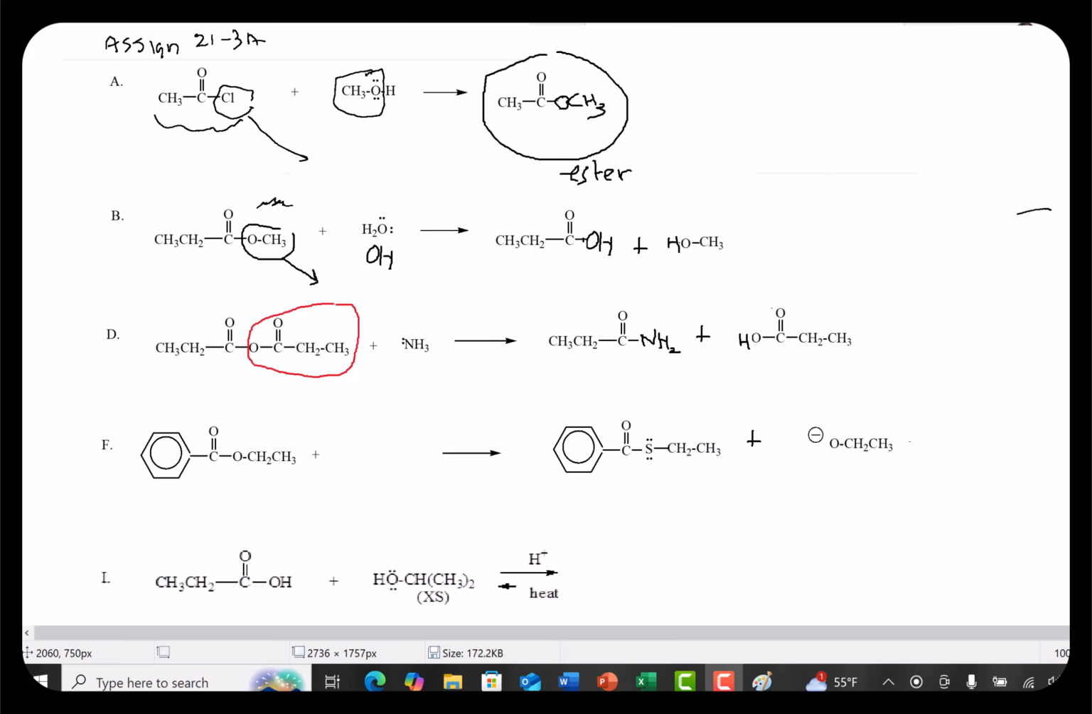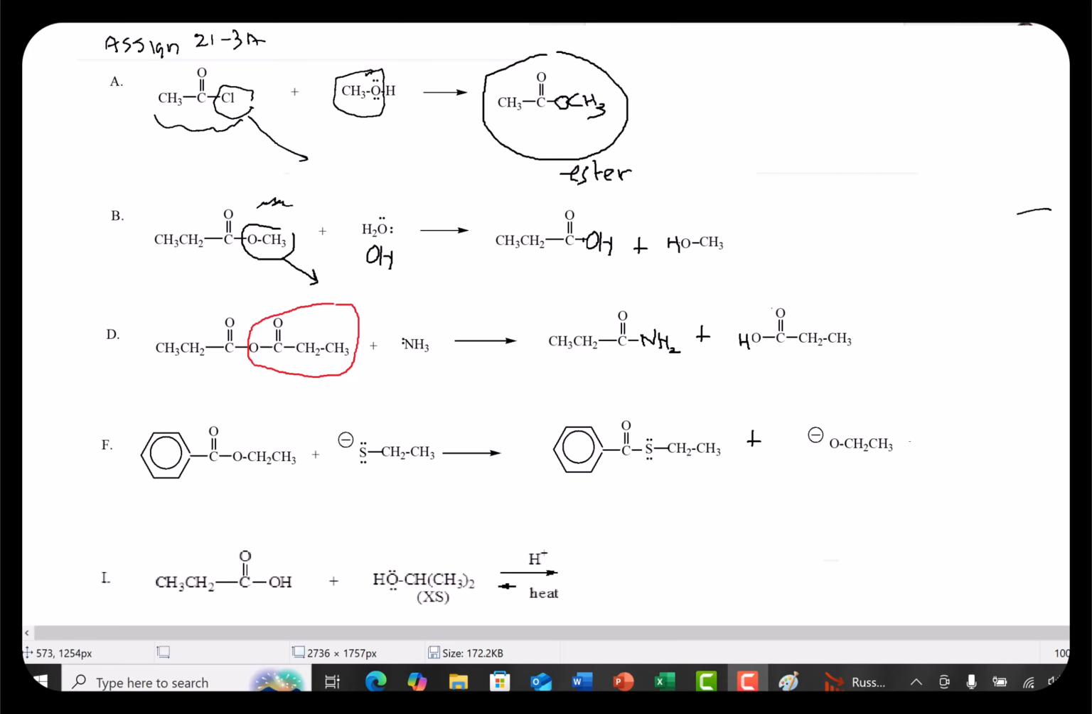Let me pause the video. I destroyed one of the reactants. Just a second. Okay, I drew the sulfur reactant back in.